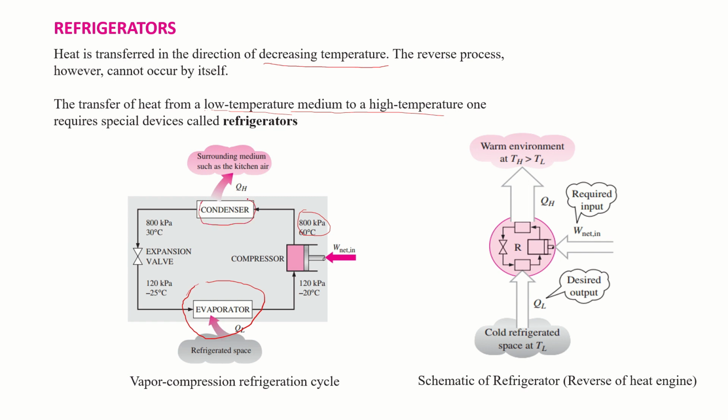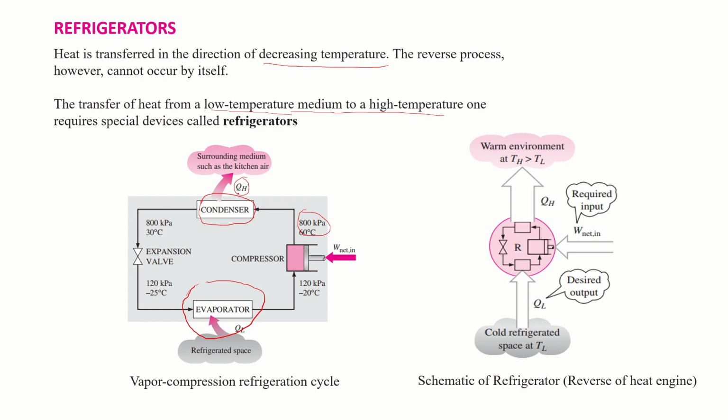Condensers are the coils which are placed outside of the refrigerator, that you might have seen in your kitchen refrigerator, that there are coils at the back side of the refrigerator. Those coils are called the condenser. The function of these coils is to reject heat from the hot refrigerant to the surrounding. So if you touch those coils, you will feel that they are hot.